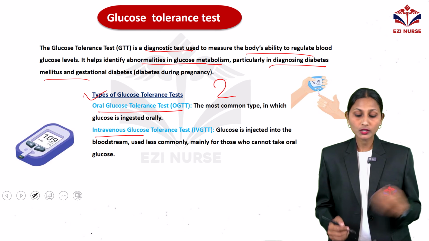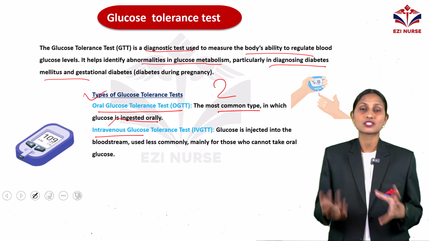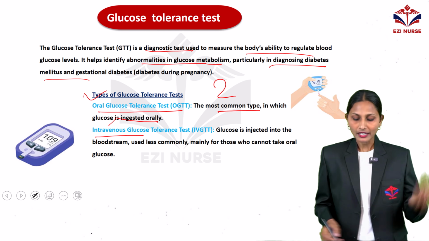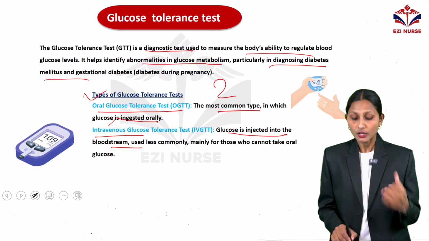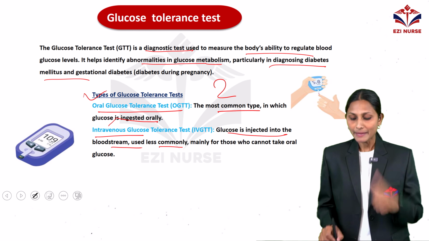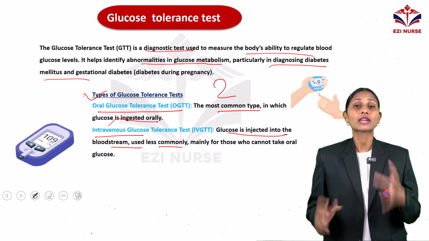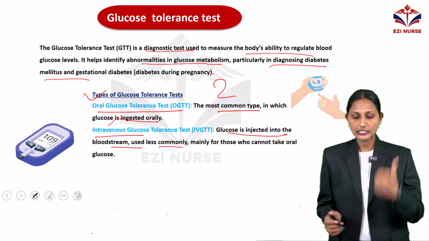In the oral glucose tolerance test, which is the most common type, glucose is ingested orally. So glucose we will take by mouth. Next is the intravenous one. Here glucose is injected into the bloodstream and used less commonly, mainly for those who cannot take oral glucose. So for patients who cannot take oral glucose, we can go for the intravenous GTT.